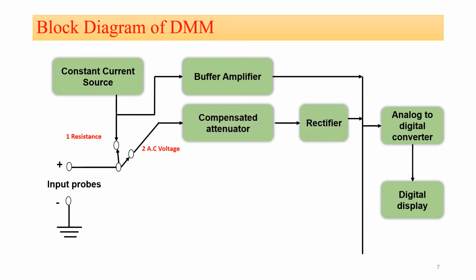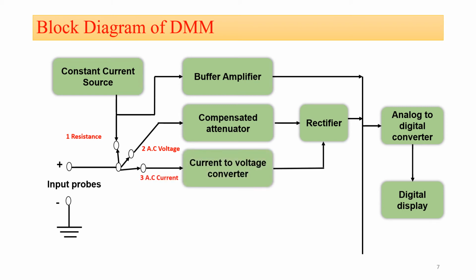Similarly, the second parameter, that is AC voltage. Now to calculate the AC voltage by using a digital multimeter, the rotary switch is in position 2 and the input AC voltage is applied to the probes. Now if it is above the selected range, then it is attenuated with the help of the compensated attenuator, and then as it is AC voltage and at the output we require DC, it is rectified by using our rectifier to produce the proportional DC voltage. Then it is given to the ADC, that is the analog to digital converter, which displays the voltage, which is in volts, digitally.